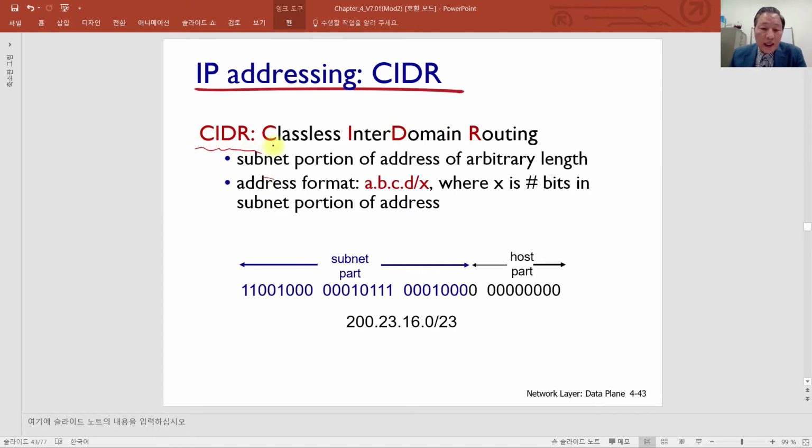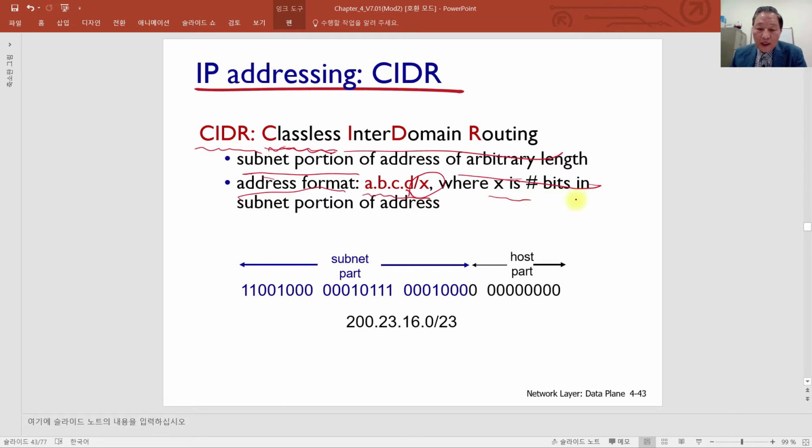CIDR means classless inter-domain routing. Our previous example about IP addresses was based on class ABC. And this one is not using class, no class. Thus, this one is classless inter-domain routing. And with this notation, we can show the subnet part of an address of arbitrary length. And the address format, as we looked at briefly in the previous example, is a slash and some number. That is the CIDR notation.